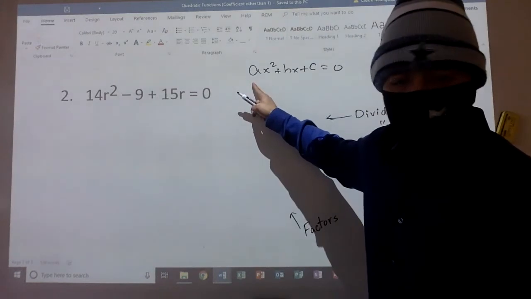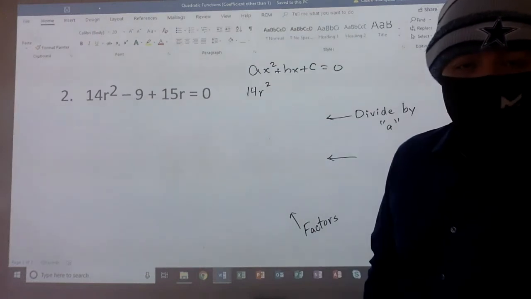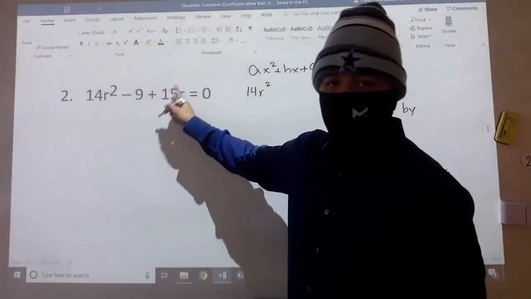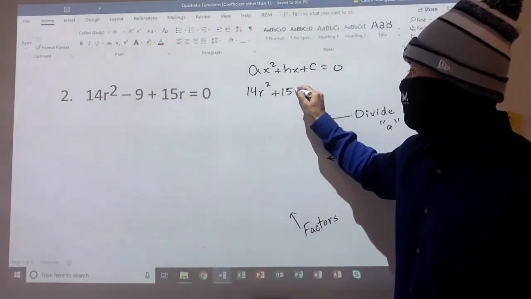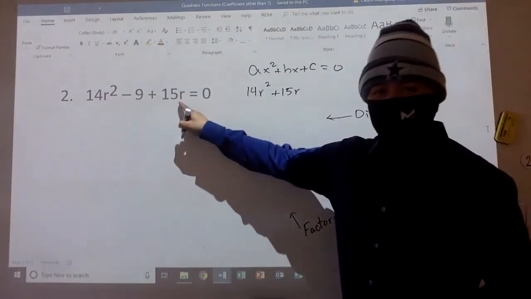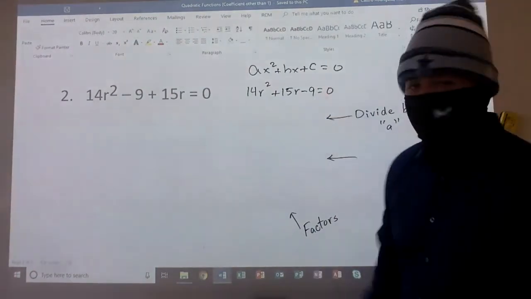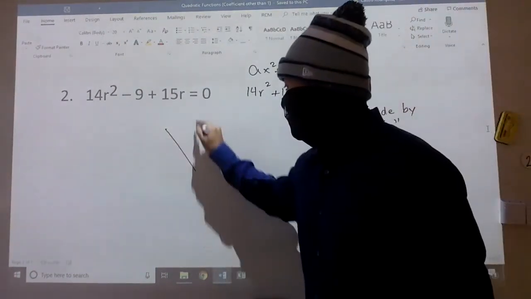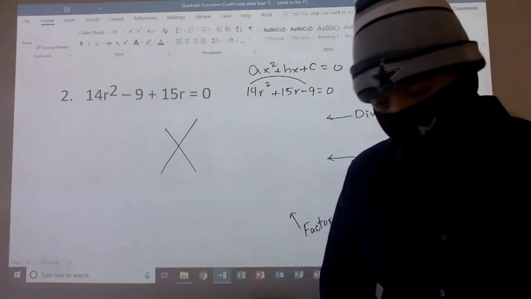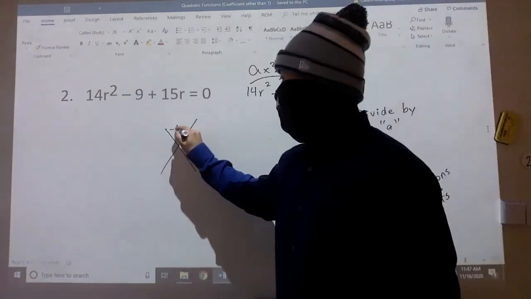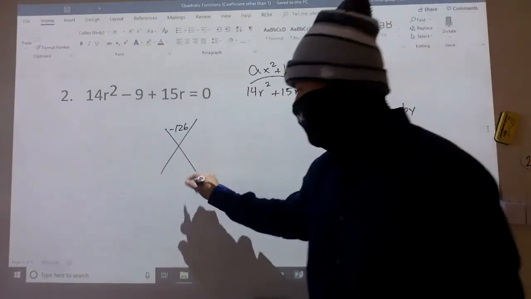Ax squared, so the square comes first, which is 14r squared. Then the number with the letter. This one, I'm not moving it across the equal sign. I'm just rearranging it. So it will be plus 15r, and then the number, same thing. I didn't move it across the equal sign, I'm just rearranging it. Minus 9 equals 0. Do the x. 14 times negative 9, negative 126. In the bottom is a number in the middle, 15.